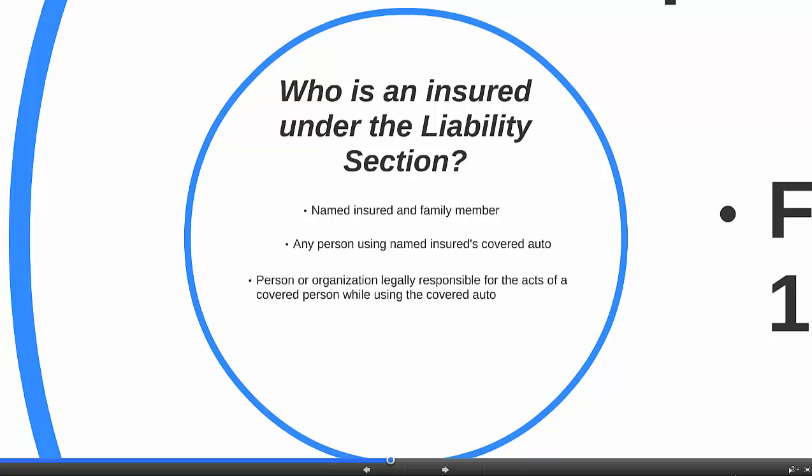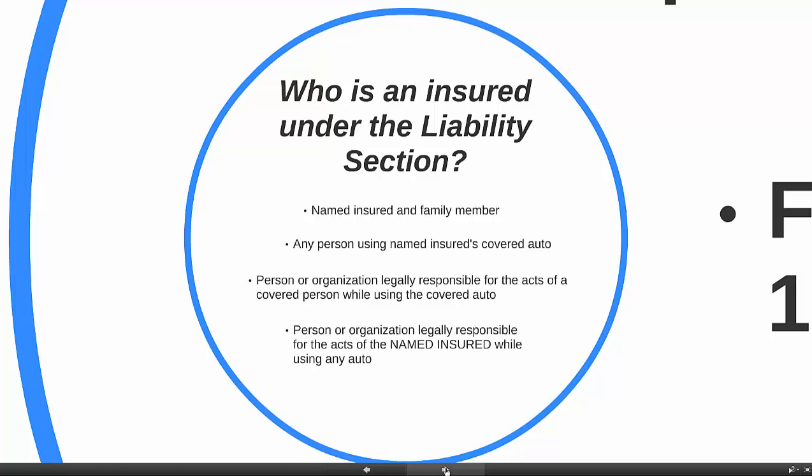Because you were running the errand for this law office, they might actually be liable for your actions. But because of the way the policy is worded, they are actually an insured on your policy. Next, a person or organization that's legally responsible for the acts of the named insured, not a family member, while using any auto. So in this case, if you're driving someone else's car to deliver that item for the law firm, again, the law firm is an insured on your policy.